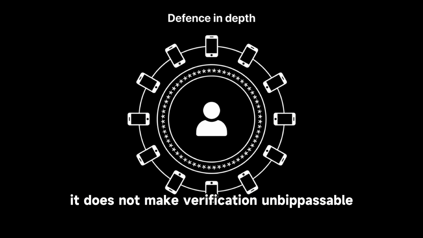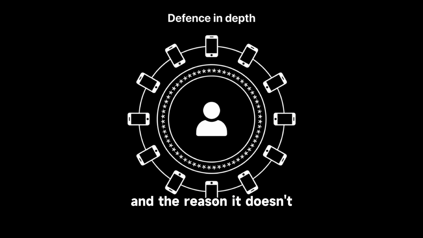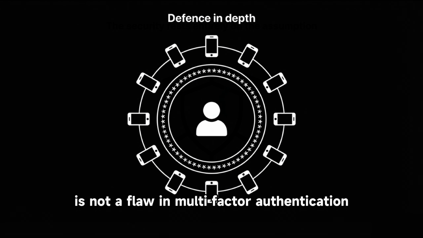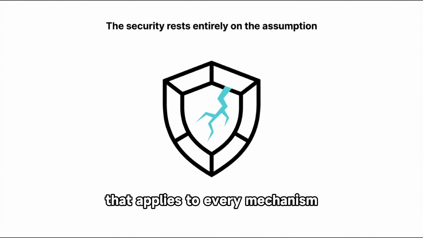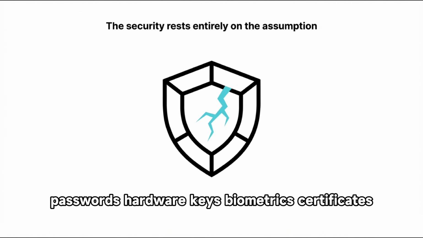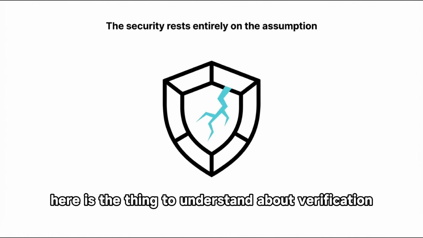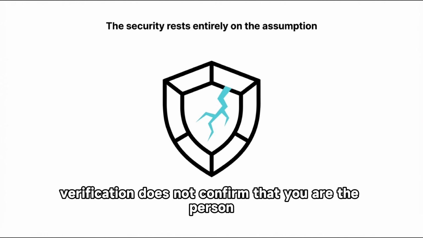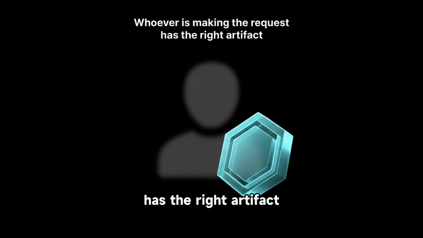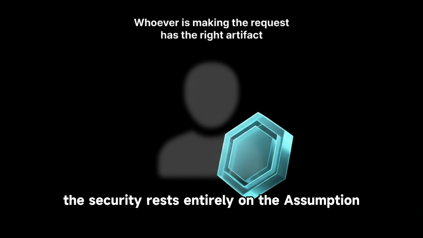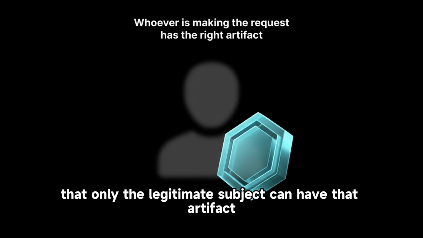It does not make verification unbypassable, and the reason it doesn't is not a flaw in multi-factor authentication specifically. It is a structural property of how verification works that applies to every mechanism: passwords, hardware keys, biometrics, certificates. Here is the thing to understand about verification. Verification does not confirm that you are the person an identity belongs to. It confirms that whoever is making the request has the right artifact, the right credential, the right token, the right code. The security rests entirely on the assumption that only the legitimate subject can have that artifact.